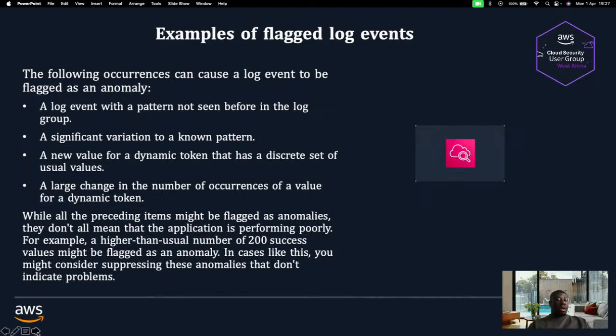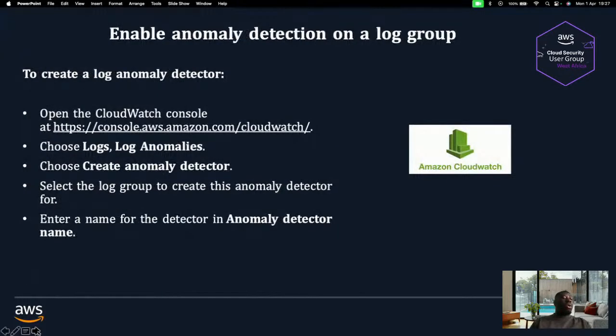All right, let's proceed. Now, how do you create an anomaly detection group? One of the ways you can do this is by going into your AWS console, logging in, and then going towards CloudWatch. So you can clearly see that here.